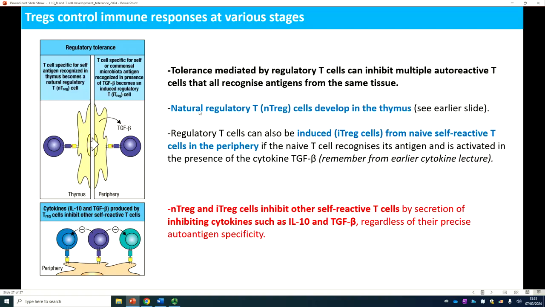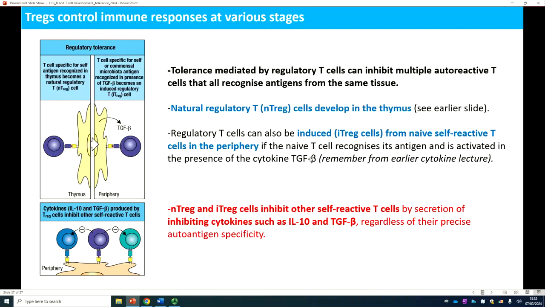Now, we mentioned natural Tregs a few slides ago. So these are ones that are developing in the thymus through that alternative selection in between the positive and the negative. But we also have induced Tregs. So these are actually induced from naive self-reactive T cells in the periphery. So if you think back to when we were talking about CD4 effector cells, we get Tregs as one of those.